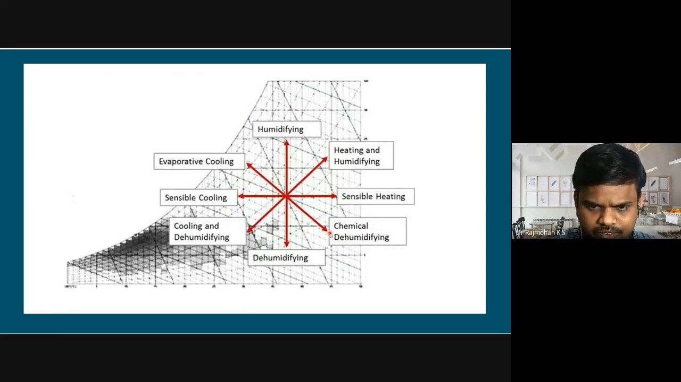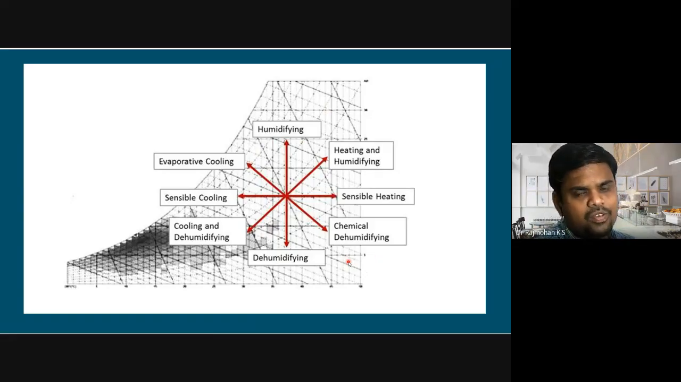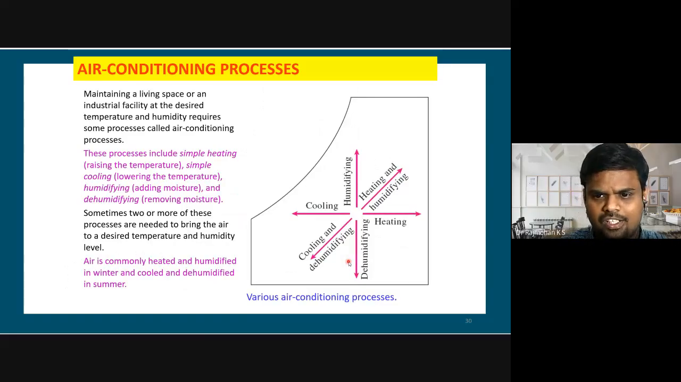Okay, so for all these operations, if you have the psychrometric chart and if you know only two parameters of the initial state and one parameter of the final state, we can easily get the remaining parameters using the psychrometric chart. That is important for us. These are the motivations behind why we should use the psychrometric chart. Okay, so particularly for air conditioning processes, we are going to have sensible heating, sensible cooling, humidification, dehumidification, heating and humidification, cooling and dehumidification.